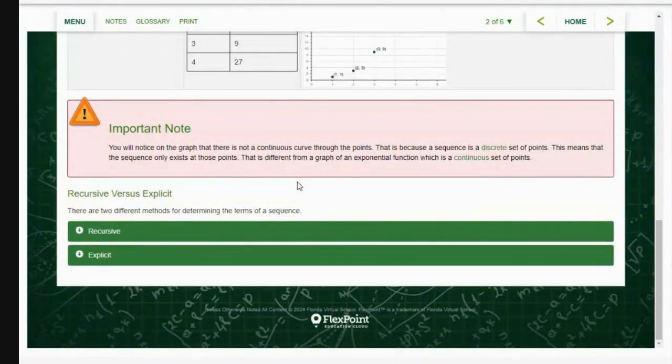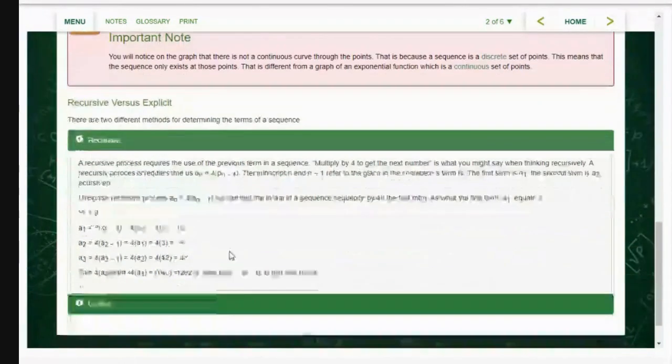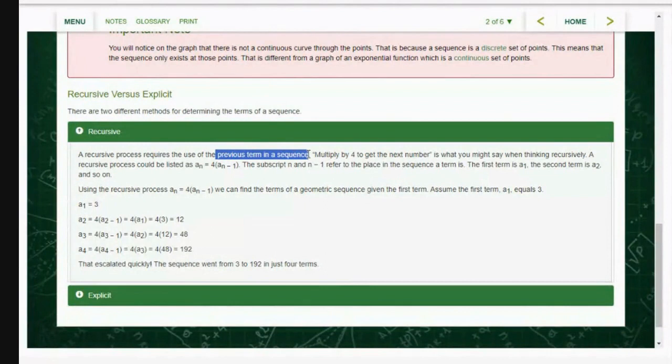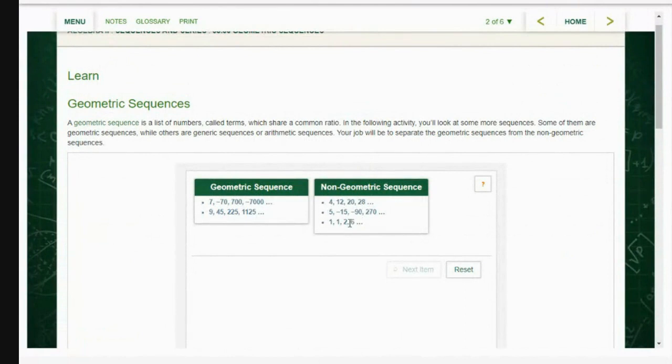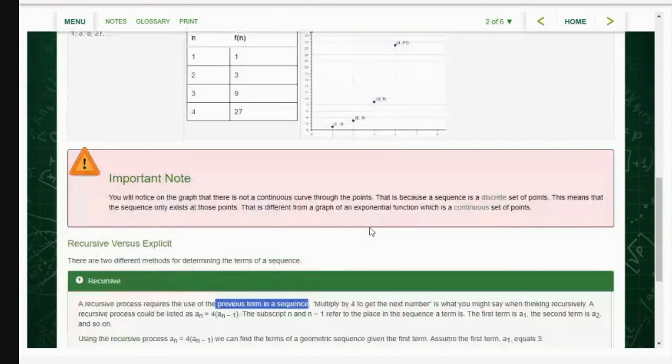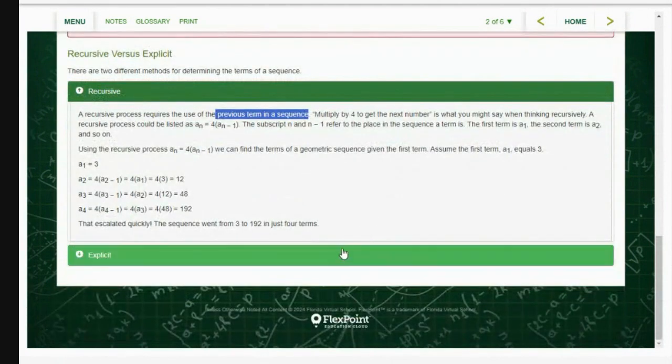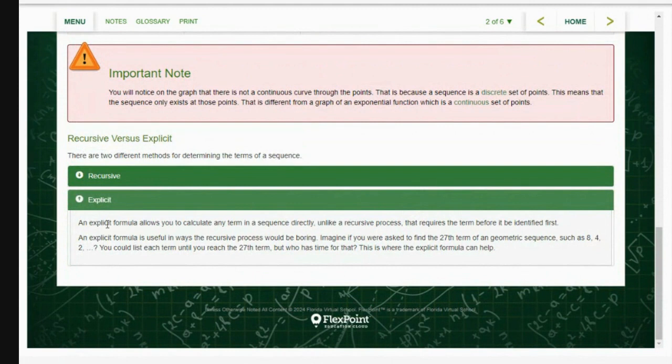All right. There's 2 different methods for determining the terms of a sequence. Just like there was with arithmetic sequences, we have the same thing with geometric. Recursive requires that we use the previous term in the sequence. Right? Multiply by 4 to get to the next number. When we were looking at the one up here, one of those was multiplying by 5. That was a recursive way to do it. If we have the one before it, we can do it. This one, an explicit formula, allows us to calculate any term directly where we don't have to know the one before it. So let's take a look, and we're going to build these formulas right here.